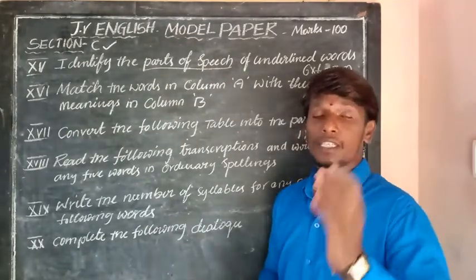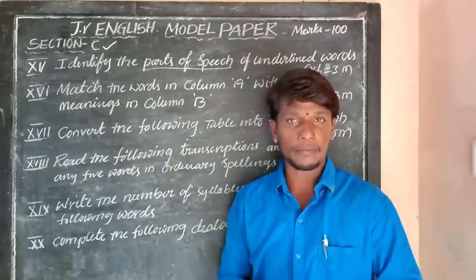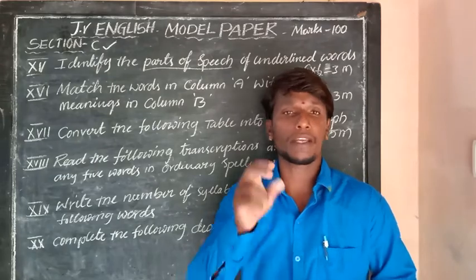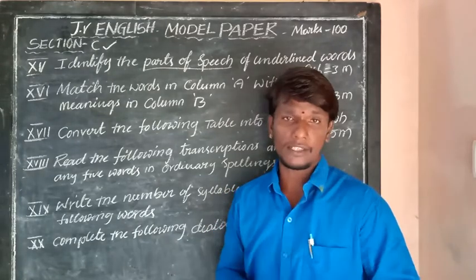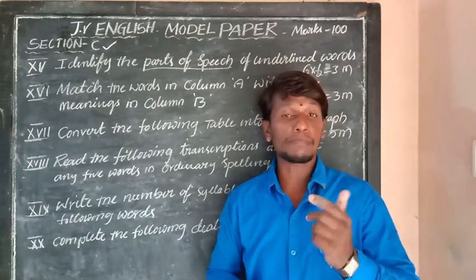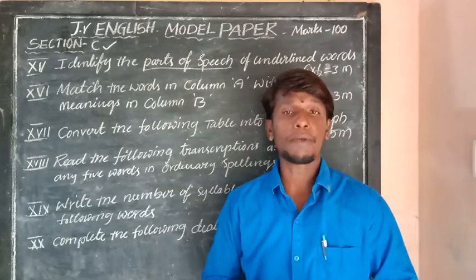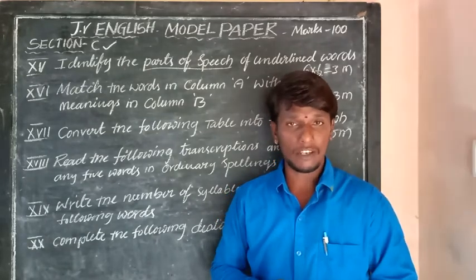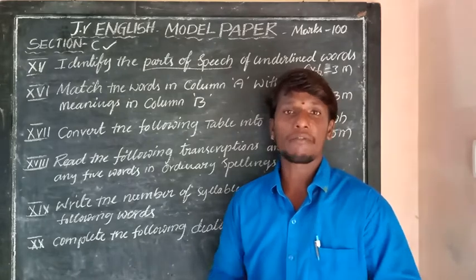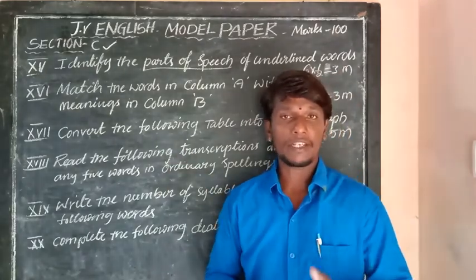That means the speaker's dialogue is given, but the listener's dialogue is pending. Then you need to identify what may be the listener's answer and write it. And sometimes the listener's dialogue is given and the speaker's dialogue is pending. Now you need to identify what the speaker's dialogue may be and write it in the given blanks. So this is all about the first year intermediate English paper.